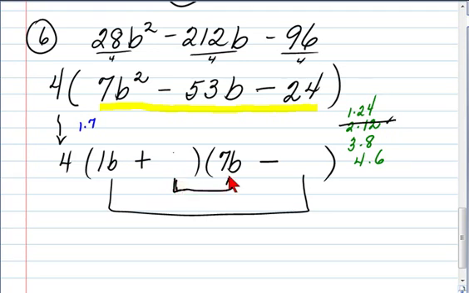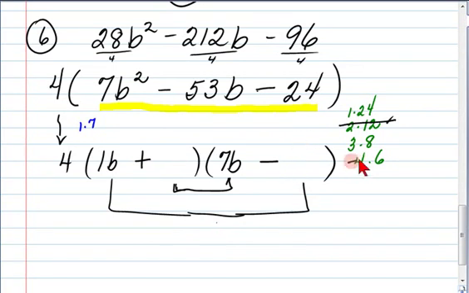1 and 24? Somebody's shaking their head no, because it sounds like maybe you've already tried it. 4 and 6. Now, sometimes this is what it takes. Just keep working with it. The outer product is negative 6b, the inner product is 28b, and that's not right. So I switch them to 6 and 4. Well, that gives me 42b, and this gives me negative 4b. No. Trying to get 53.